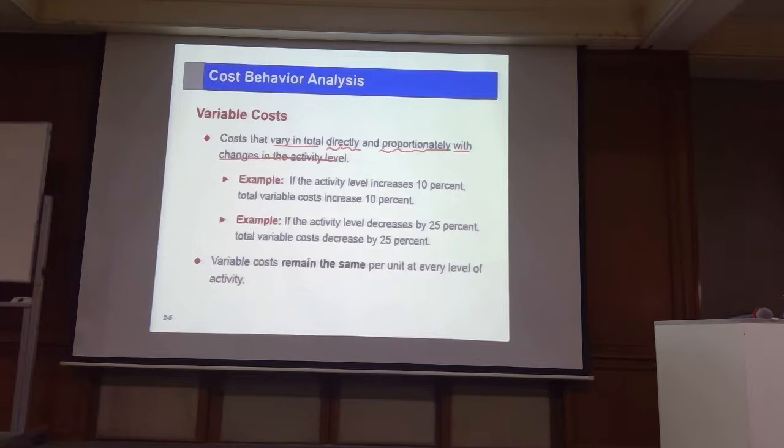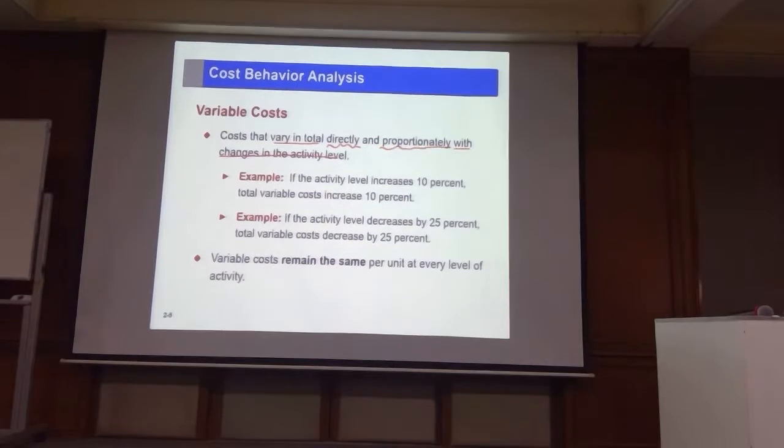For example, if your activity level increases by 10%, this total variable cost will increase by 10% as well. Okay, it's directly and proportionately changed. And on the other hand, if the activity level decreases by 25%, the total variable cost also decreases by 25% as well. Okay, so this is in total.